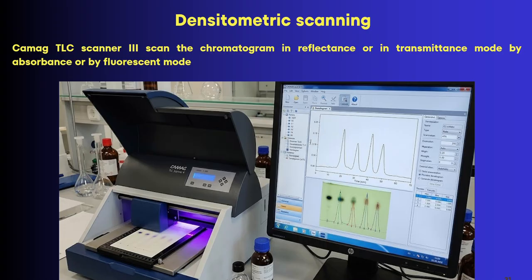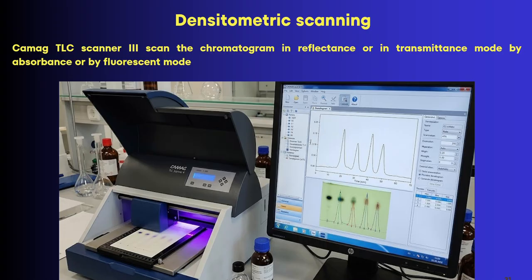The scanner consists of a light source, optical system, monochromatic system, detector, and computer and software. Modern systems can scan the plate in absorbance or fluorescence mode at a selected wavelength. The developed plate is positioned correctly in the HPTLC scanner. We can check the position; we can see the green colored spotlight on the tracks.